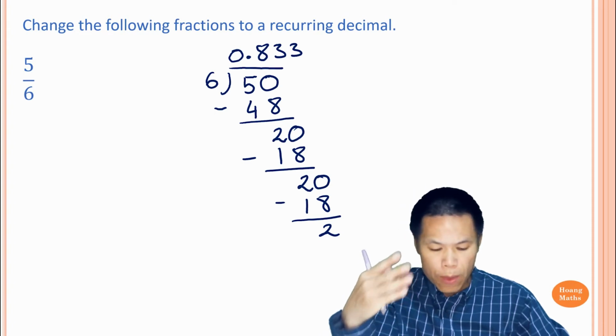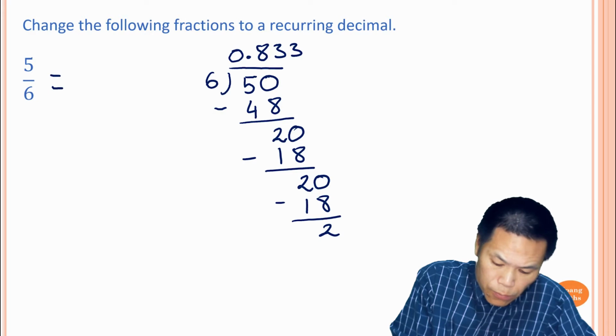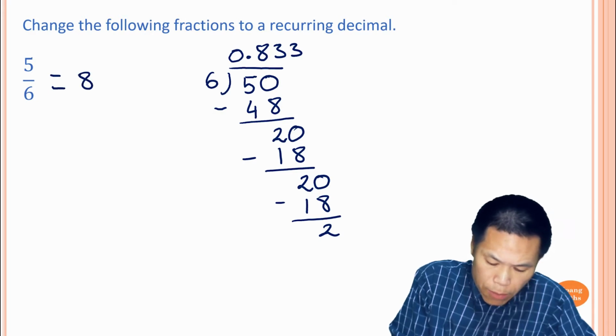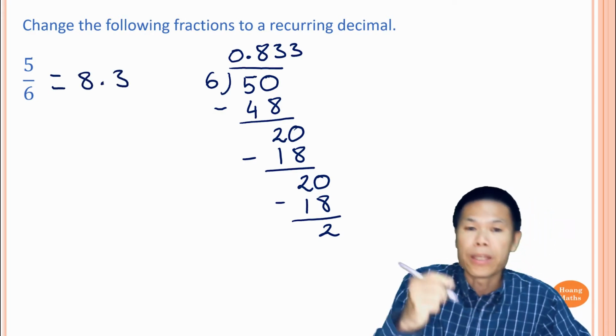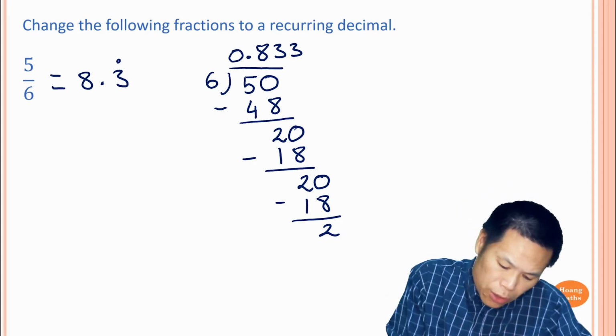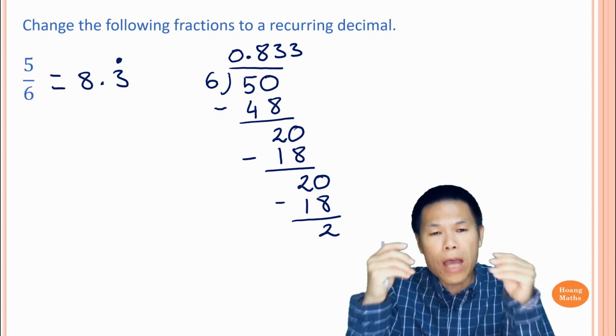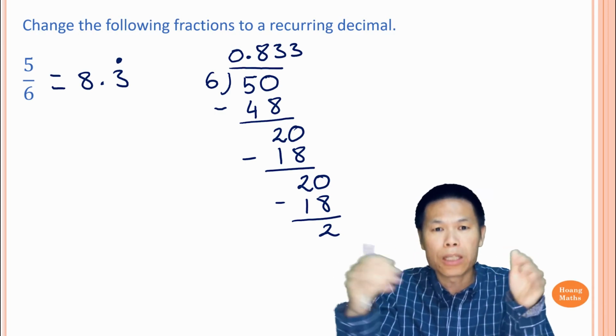So therefore, we know that 5/6 is equal to 0.8, and then 3 with a dot on top of the 3, or a line if you like. I'll just put a dot. So 5/6 is equal to 0.8333 and keeps on recurring.